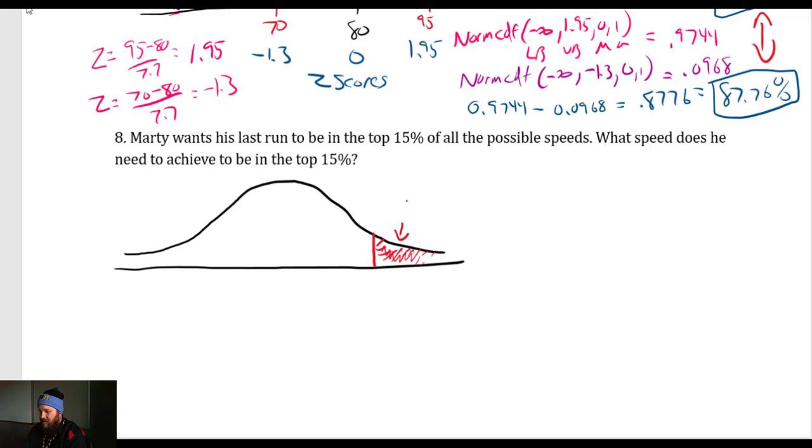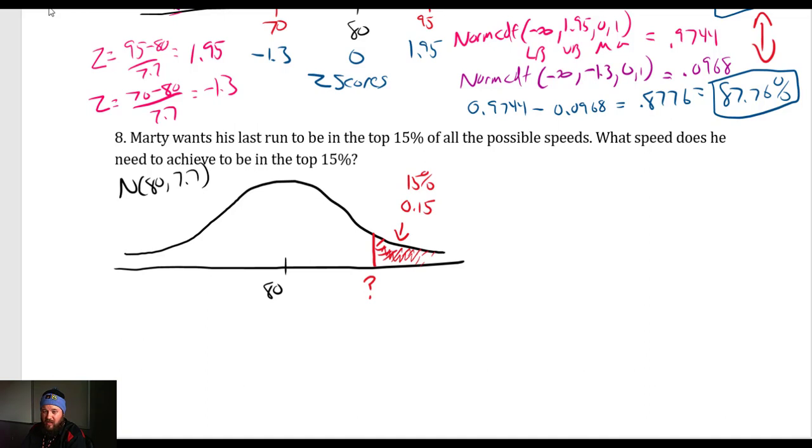Or, shall we say, 0.15, which is 15%. But we don't know what that number is. We do know it's a normal distribution. The mean is 80, and our standard deviation is 7.7. So we need to label our mean. Now, let's see what value we need to get here.